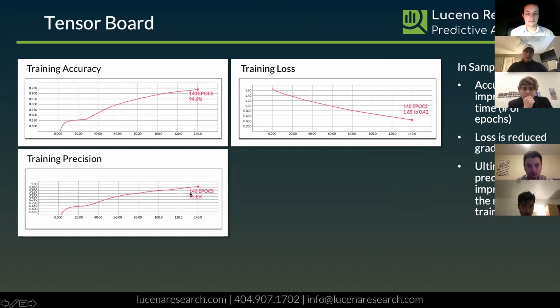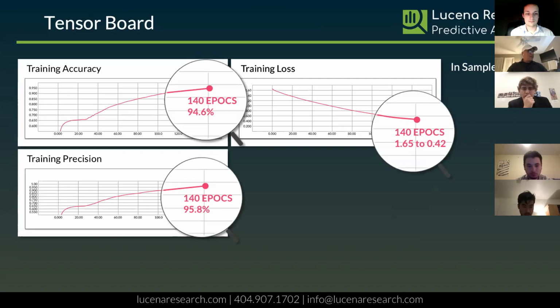And of course, it's important to note that these values are in sample as well as out of sample. TensorBoard gives you a chance to see how accurate you are while you train and how the accuracy deteriorates as you go out of sample. And these are pretty good values.